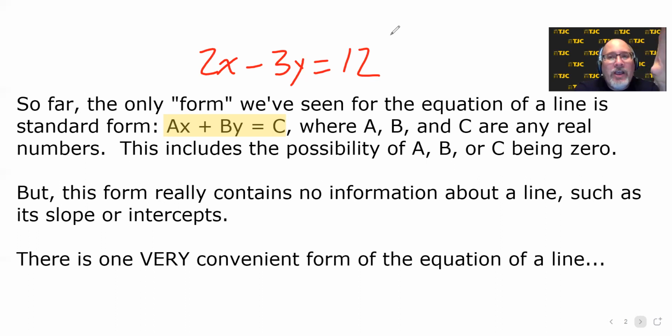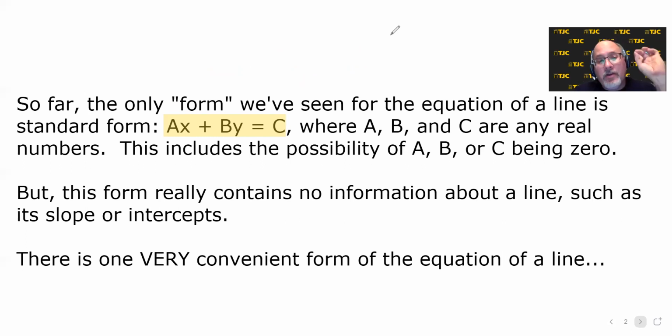Now, there is a way to figure out the slope and the intercept based on the three numbers, but my point is the numbers as is don't have any inherent meaning for the graph of this line. So yay, standard form looks pretty, but other than that, it's not good for much else.